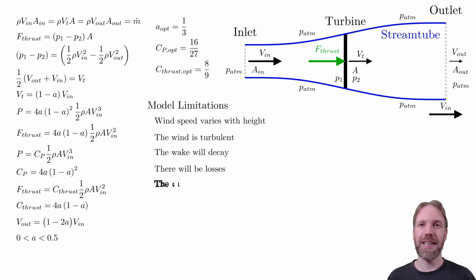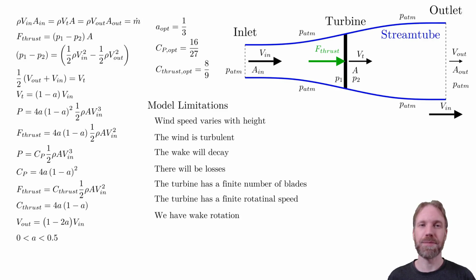The turbine has a finite number of blades. We assumed an even pressure drop, while in reality it occurs at the blade positions. The way to approximate an even pressure drop would be with infinitely many blades that are infinitely thin. The turbine has a finite rotational speed. This leads us to the topic of wake rotation. So this is the end of the Betz theory derivation, and we will now continue and talk about the wake rotation for the remaining part of this video.